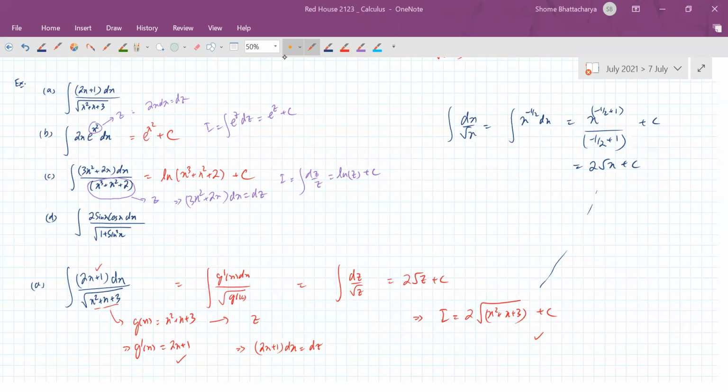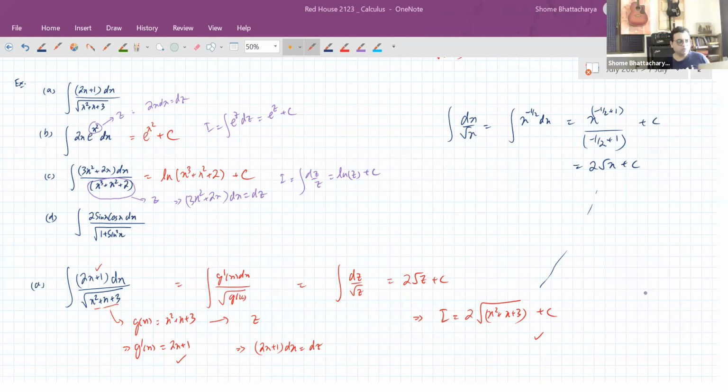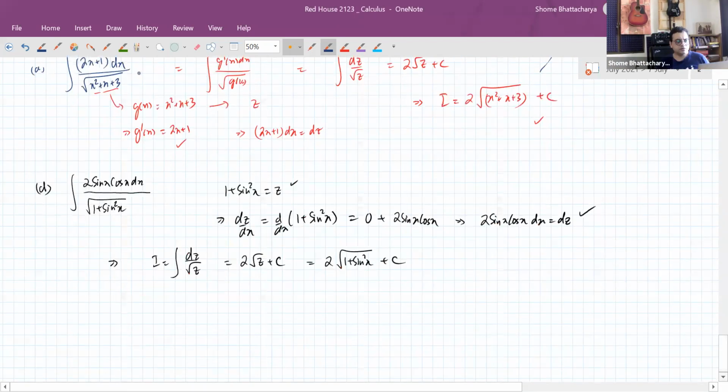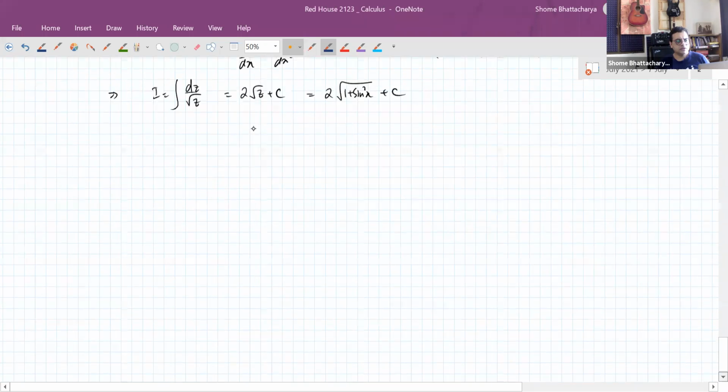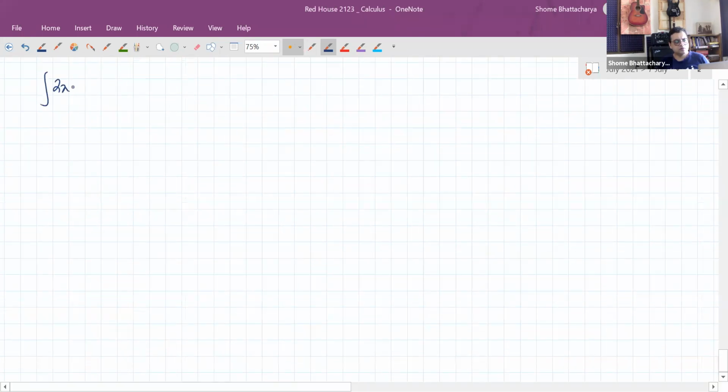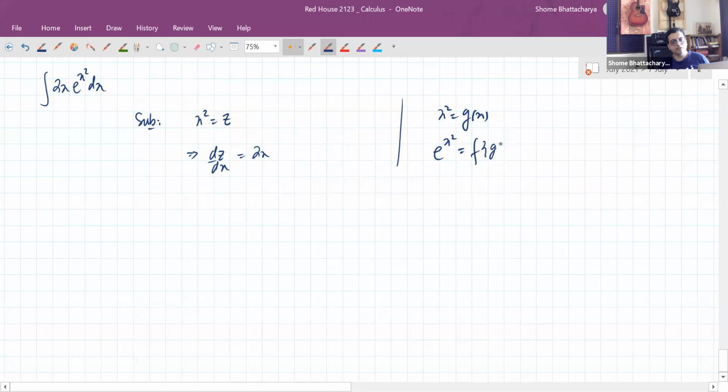Yeah, Adinath, I'll explain the second question also. So see what's happening in the second question is we have this integration, 2x into e raised power x square dx. Now notice that if we substitute x square as z, then what is dz by dx? It's 2x. So in other words, if you think of x square as your g of x, then you can think of e raised power x square as f of g of x. This is e raised power g of x.